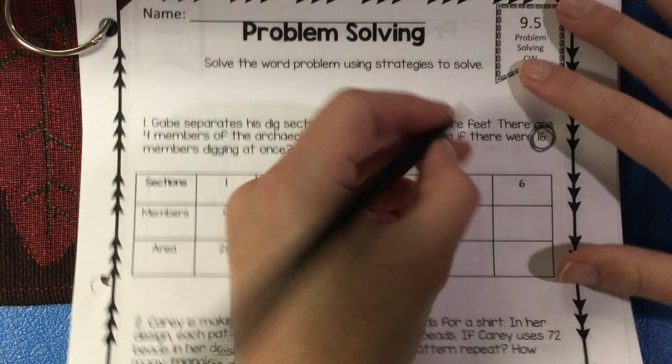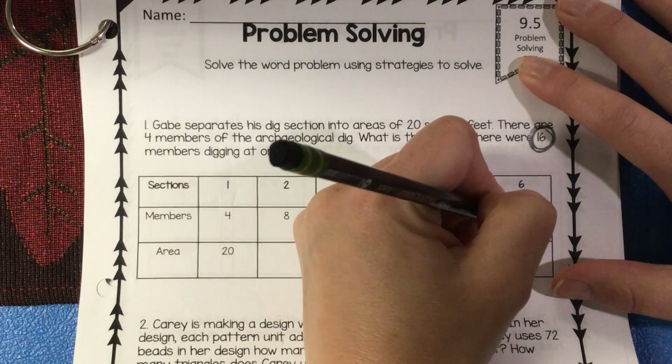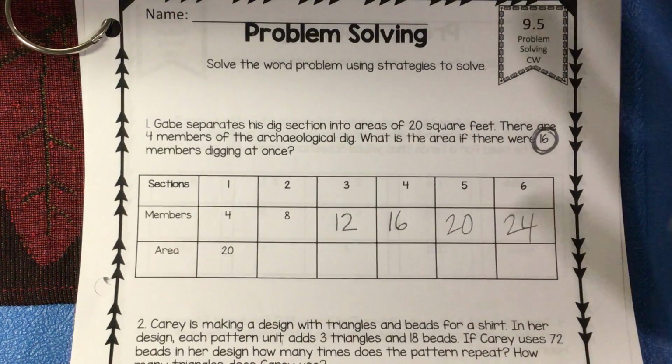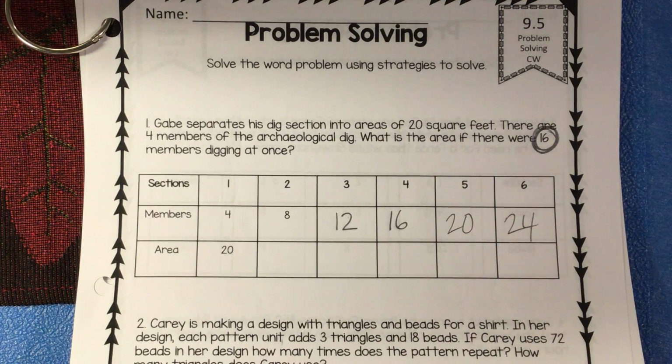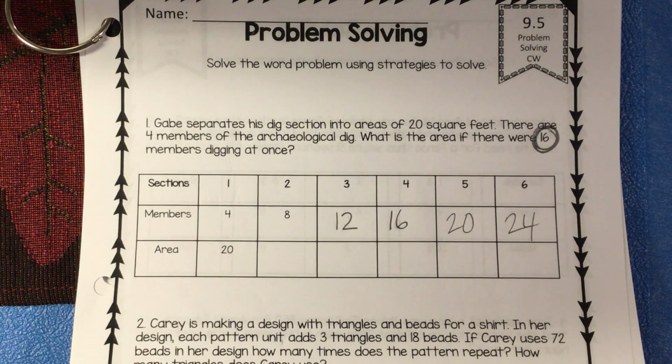5 times 4 is? 20. 6 times 4 is? 24. Okay, get all those filled in. I know exactly where the answer is going to be, because the question says, what is the area if there were 16 members? So our golden answer is going to be right here. See it? We'll be there in a minute, and then we'll be like, ding, ding, ding. We know the answer. Okay, but we have to figure out how to go from members to area.